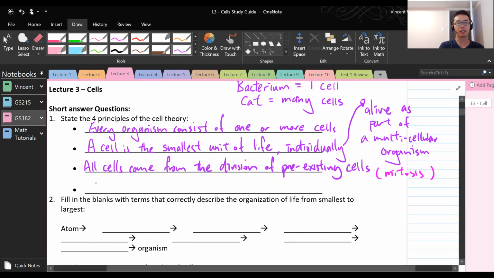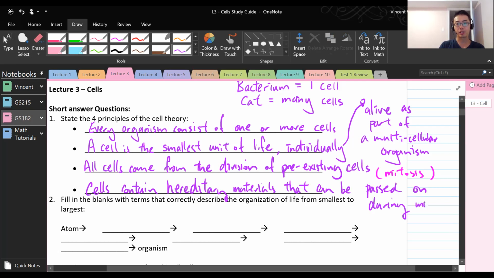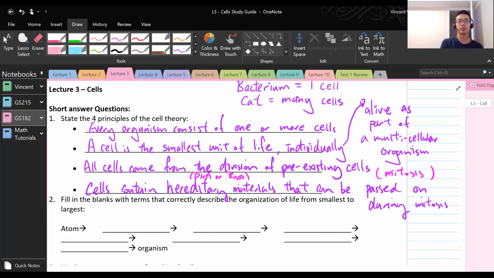And finally, the cell theory states that cells contain hereditary material that can be passed on during mitosis. So what kind of hereditary material are we talking about? Well, it can be DNA or sometimes RNA. So these are the 4 principles of the cell theory. Are we good?